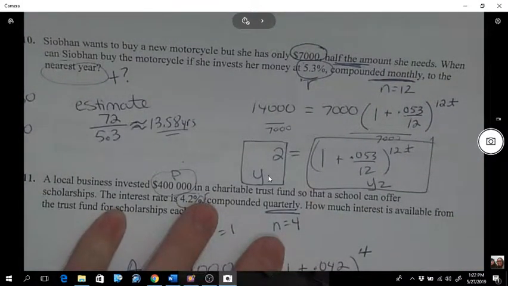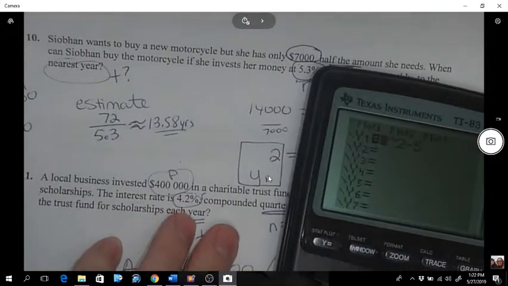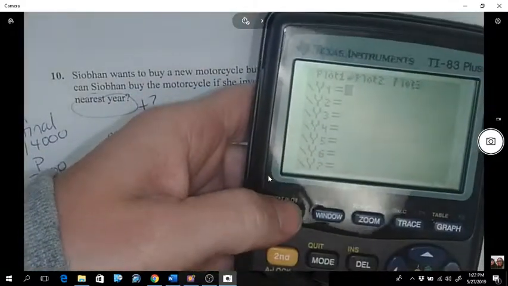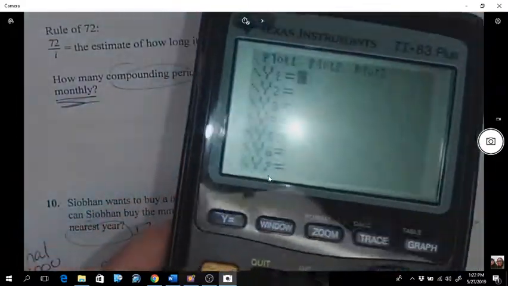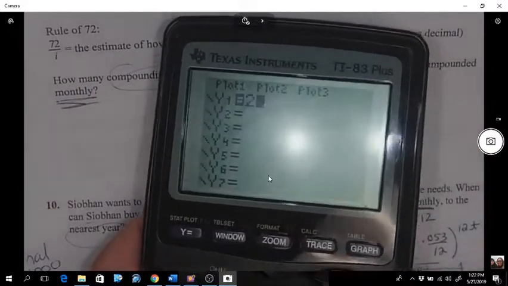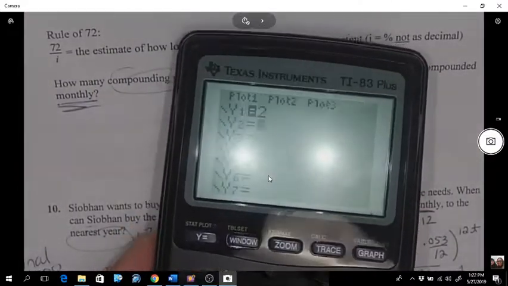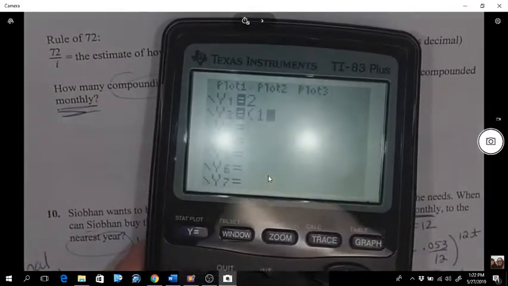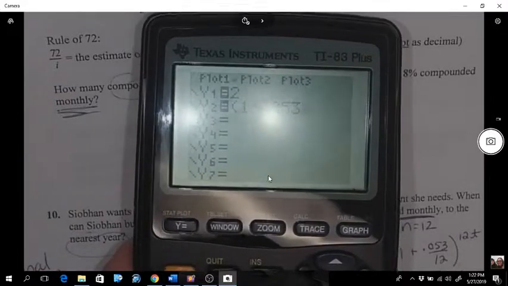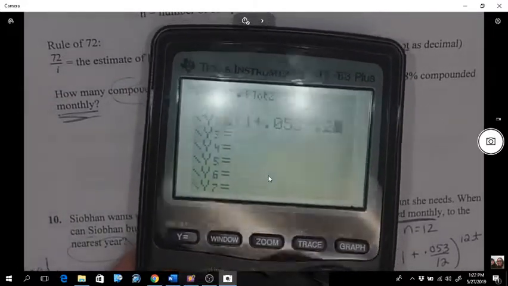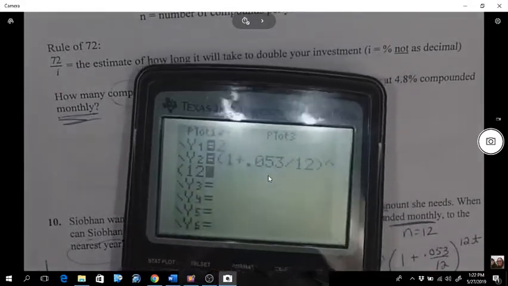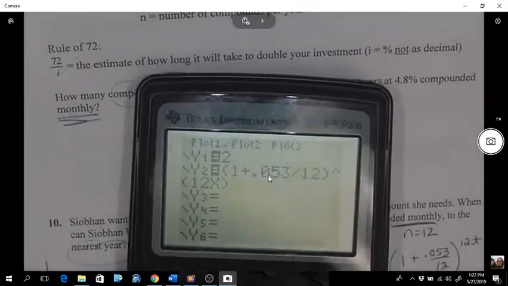So how do we do that? Press the y equals button. Into y1 I'm going to put 2, and in y2 I'm going to put brackets 1 plus 0.053 divided by 12, to the, and I'm going to put this in brackets as well, as the exponent, 12x.